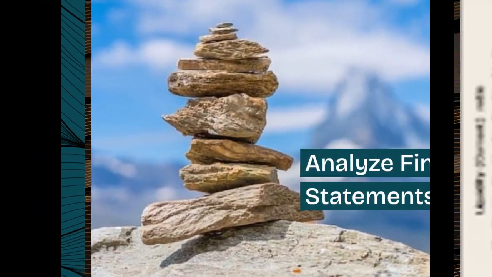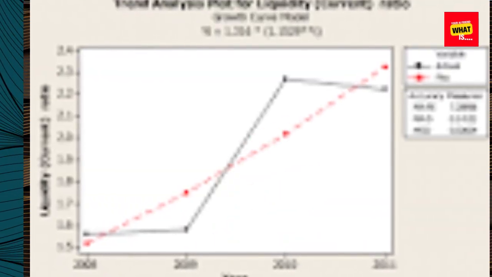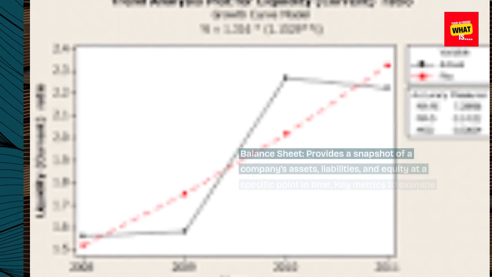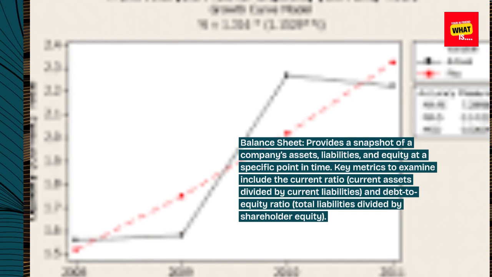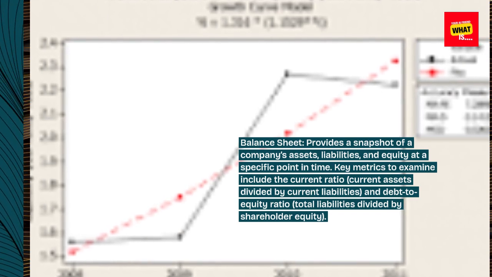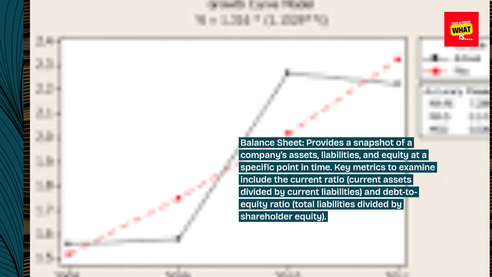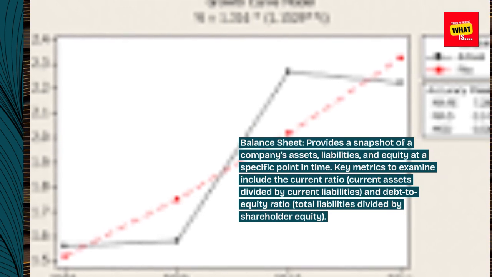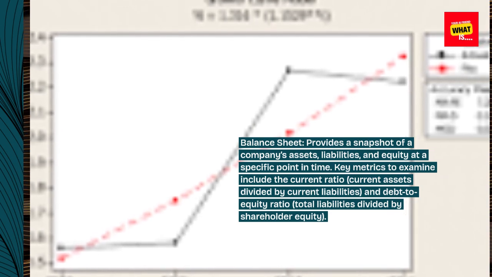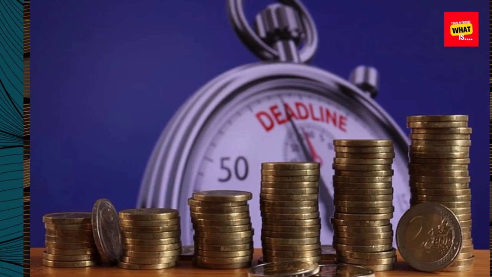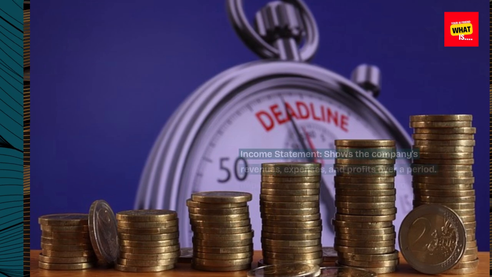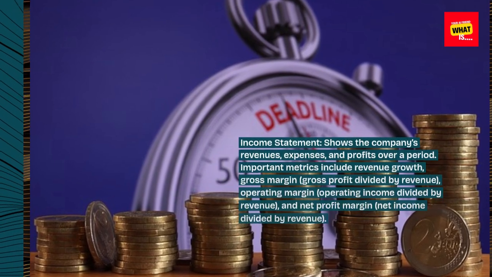Analyze financial statements. The balance sheet provides a snapshot of a company's assets, liabilities, and equity at a specific point in time. Key metrics to examine include the current ratio, current assets divided by current liabilities, and the debt-to-equity ratio, total liabilities divided by shareholder equity. The income statement shows the company's revenues, expenses, and profits over a period.